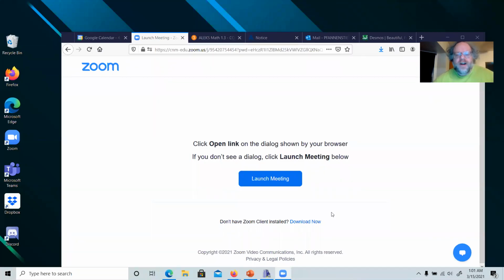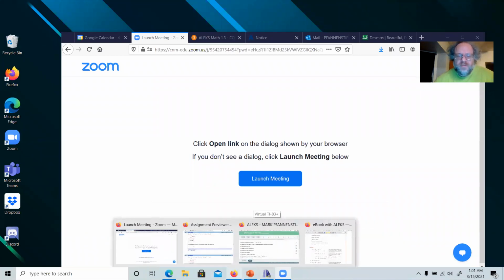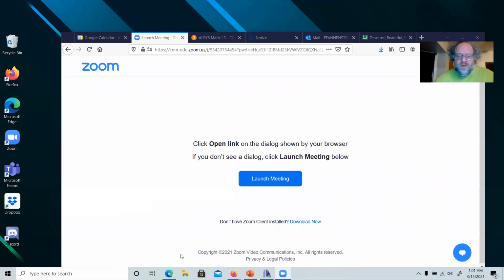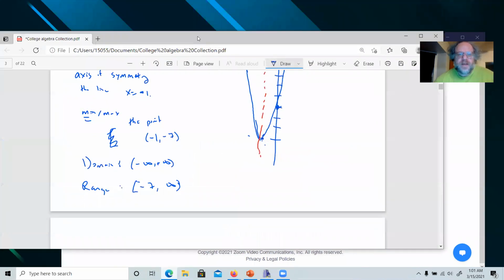All right, welcome back to College Algebra. We are going to do an example of how to turn a standard form parabola, standard form quadratic, into a vertex form quadratic. All right, so here we go.